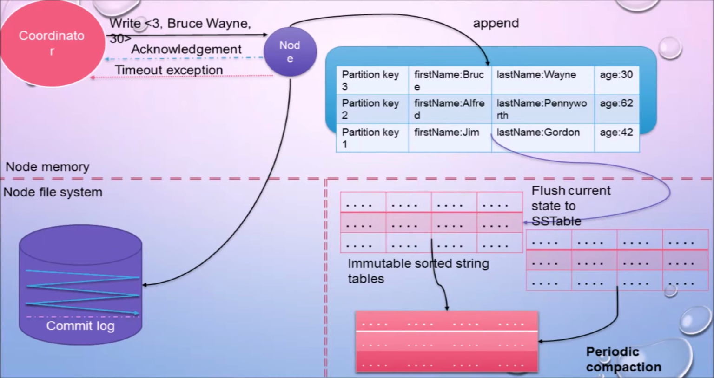So the client has contacted the coordinator, and the coordinator says, hey, I want to write. Partition key is a concept which is like a primary key. Think of it as a primary key right now, but we're going to get more into that soon. So the coordinator writes data into a node saying, hey, I want to write a record with partition key 3, first name Bruce, last name Wayne, of age 30, because I'm a Batman fan. That's why you have Bruce Wayne. He's 30 years old? Yeah, for me he is. He's a hero who never gets old.